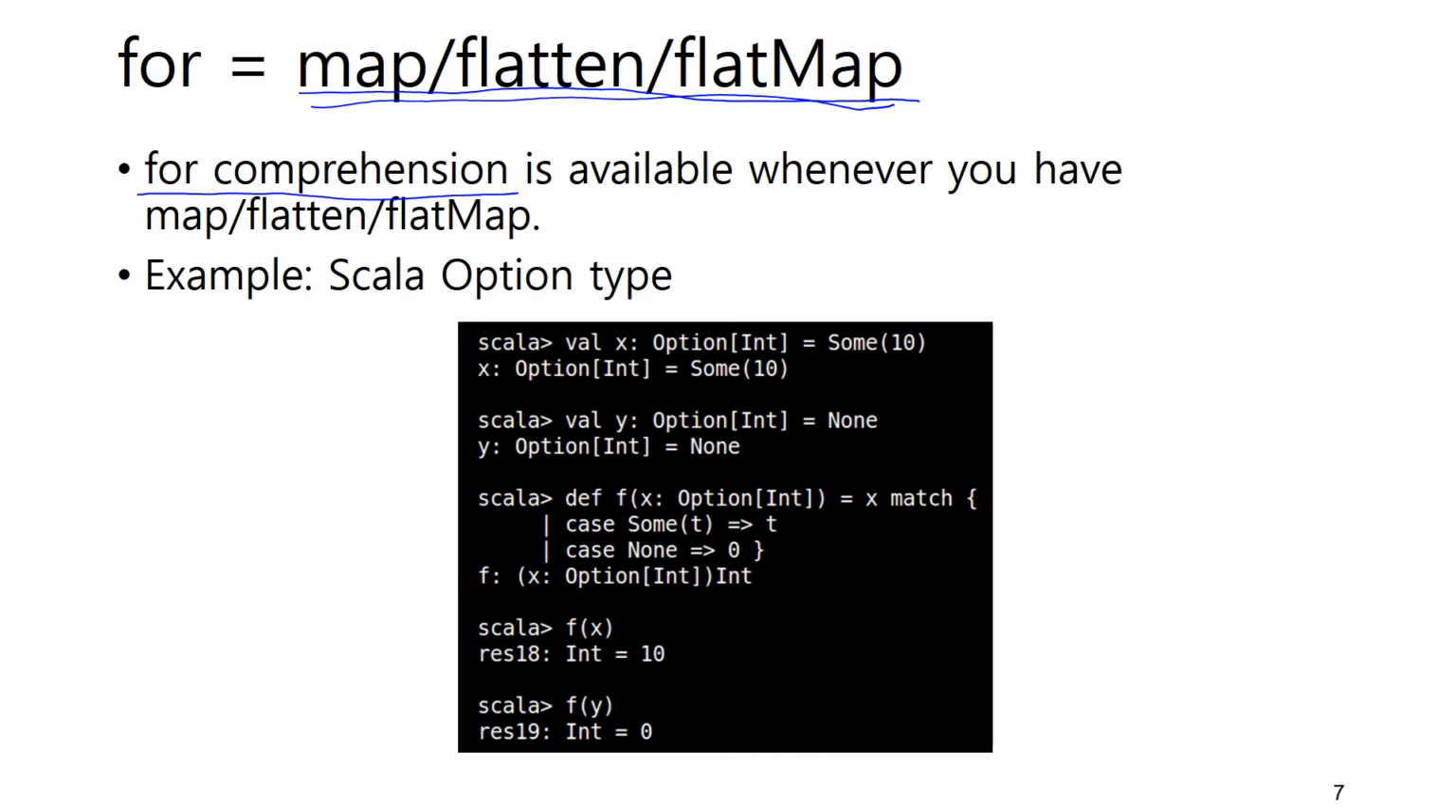I'm going to use this Scala Option type to demonstrate the use of these higher-order functions to translate for comprehension. Scala Option type is similar to the option type in functional programming. So you can create an Option either with this Some class or with this None. And you can perform pattern matching to test if the Option has some value or if it's just empty.